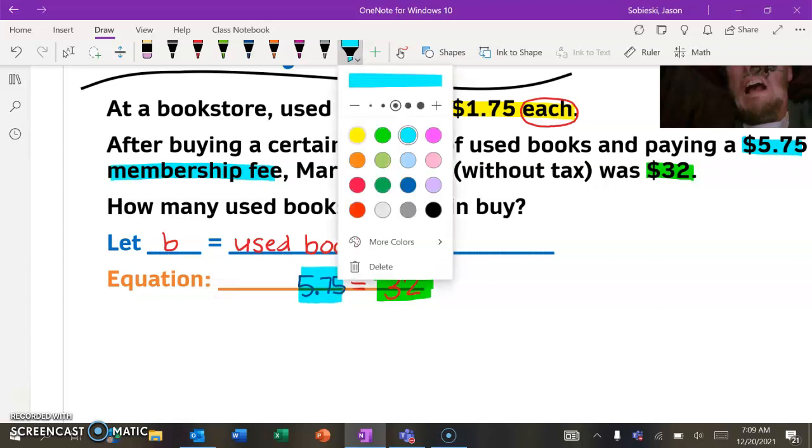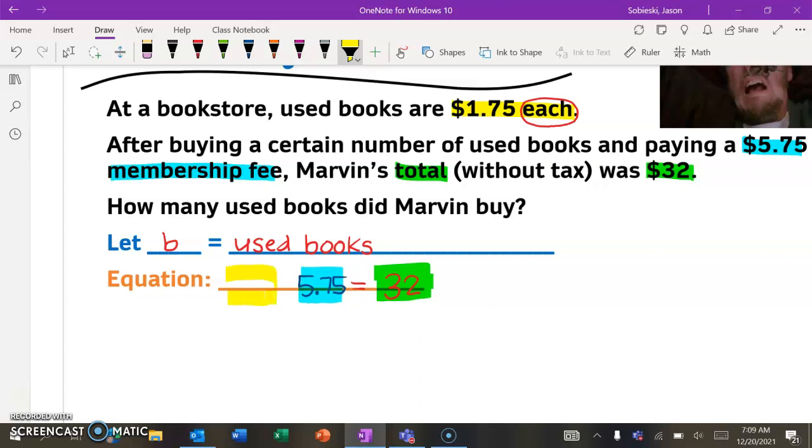However, in yellow, the $1.75, that does depend on the amount of books he buys, right? So we're going to have to write this as $1.75 times B. The variable is going to go with the number that depends on it. So the 1.75 each, right? Usually you can find that if it says each or the word per, that's going to tell you where the variable needs to go. So again, let's just check our equation. We have the yellow, which is the amount of books times the price, plus the one-time membership fee is equal to the total. So we know we would be good to go.